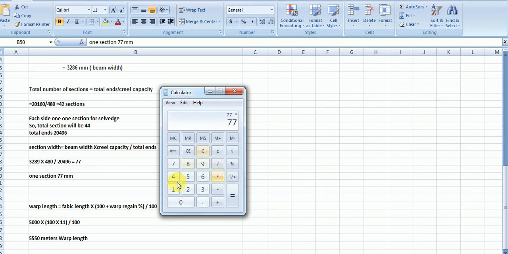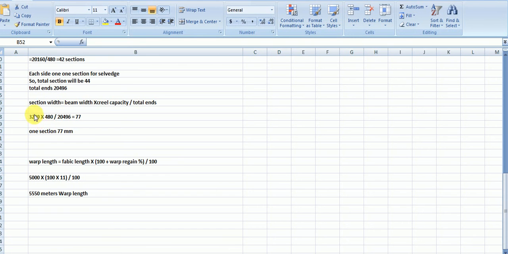77 multiplied by 44 sections we are giving. So you can see, 77 multiplied by 42 plus the selvage sections. So 3286 multiplied by 480 divided by 20496, we get 77.